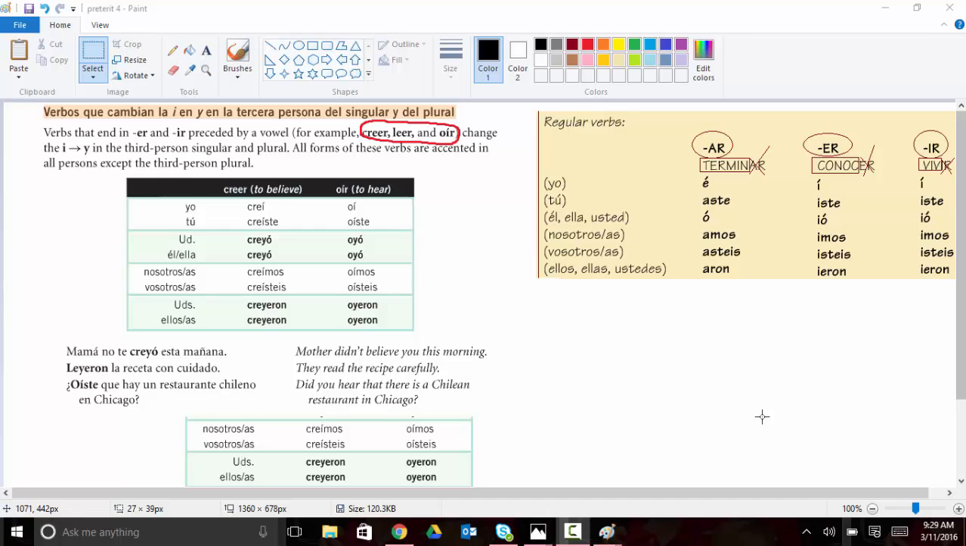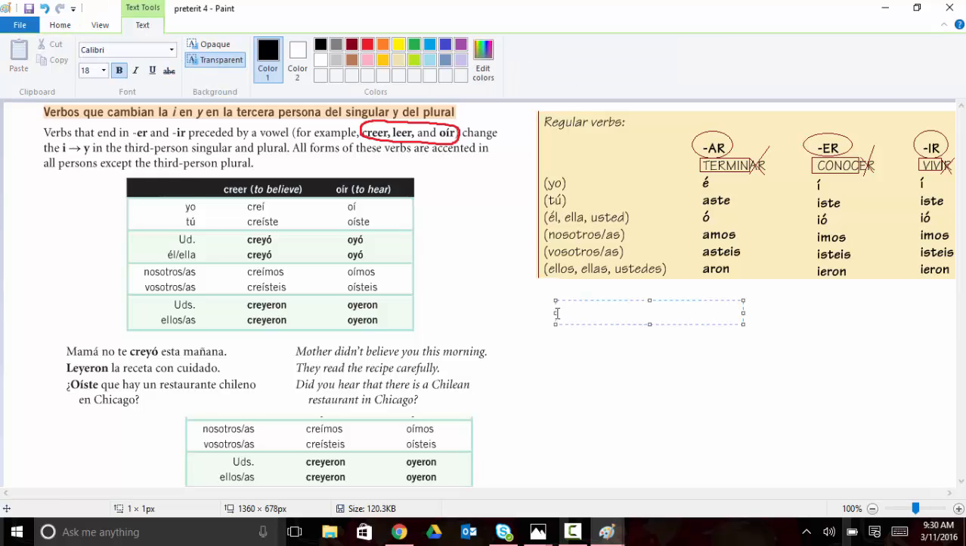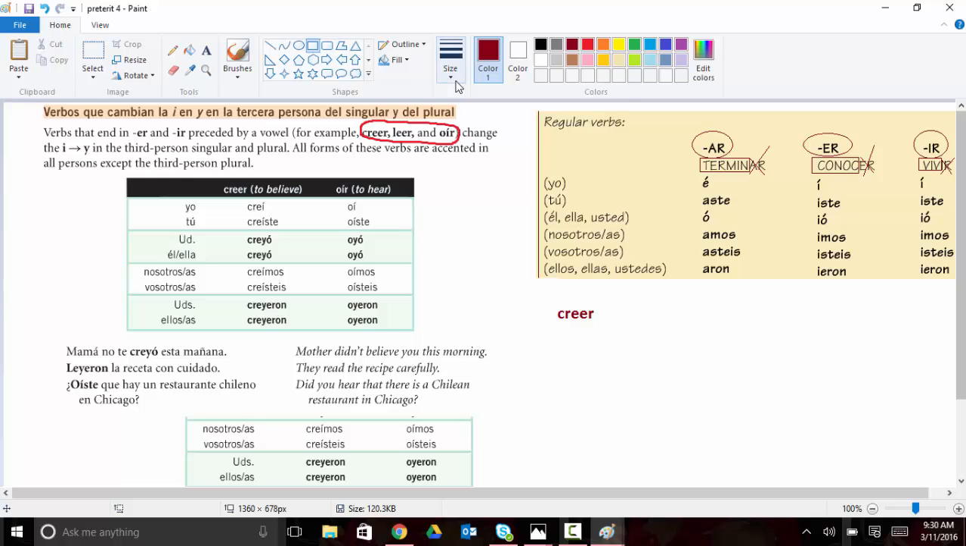Let's talk about some more irregulars in the preterit. Another thing that Spanish does not like to have are three vowels next to each other, unless one of those vowels is silent. So for example, with the verb creer, okay, creer is an ER verb, so its stem is this.